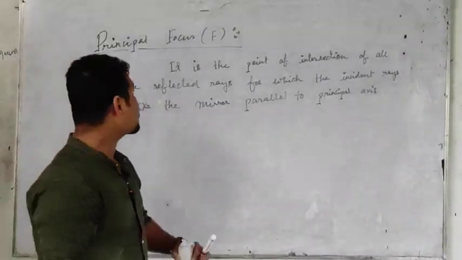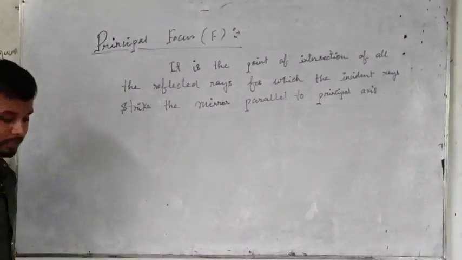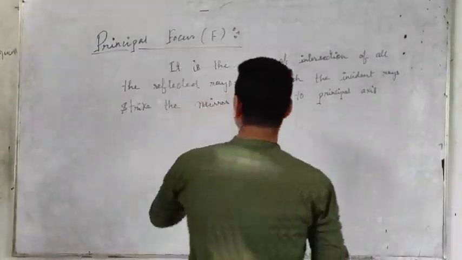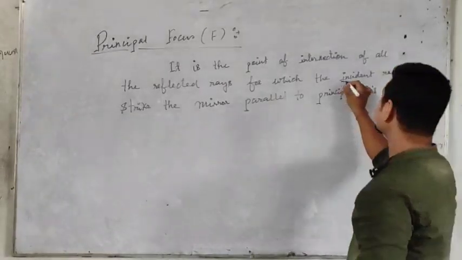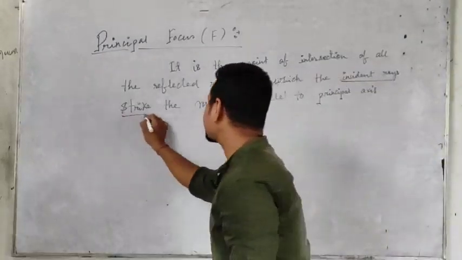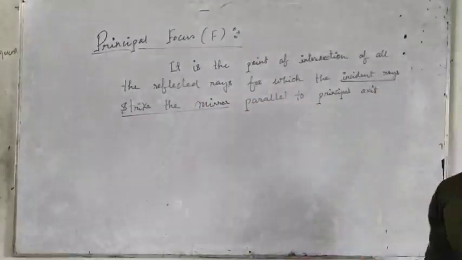Okay, so next, see what we will get: the principal focus. Principal focus means what? It is the point of intersection of all the reflected rays for which the incident rays strike the mirror parallel to the principal axis.